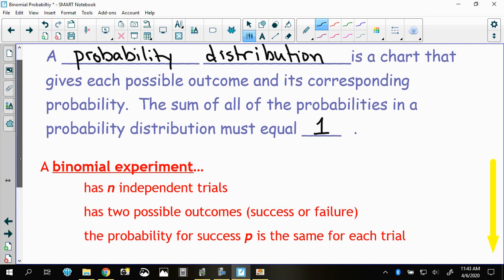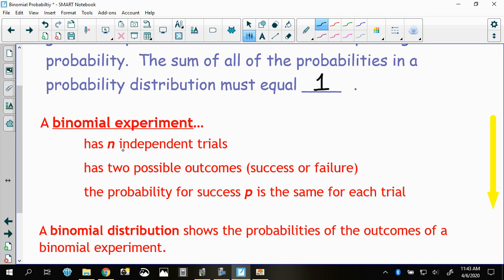So a binomial experiment has n number of independent probabilities. Remember, n represents our total in the set. It has two possible outcomes. Either you're going to get what you want or you're not going to get what you want, success or failure. So that's why it's called a binomial probability, because you only have two possible outcomes, yes or no. Okay, but then you also have a probability for getting that outcome, and it must be the same for each trial. So it has to be a fair trial and always have the same probability.